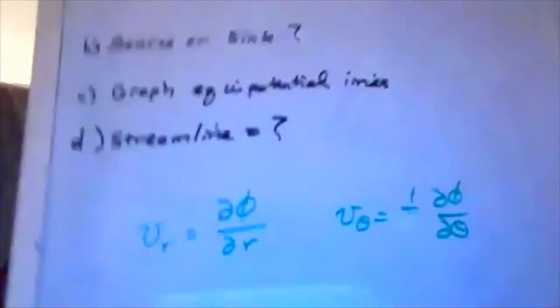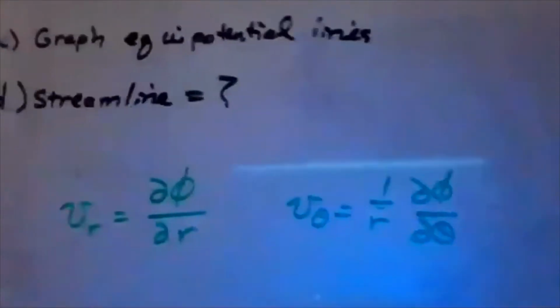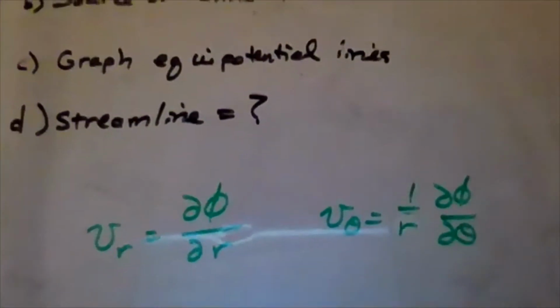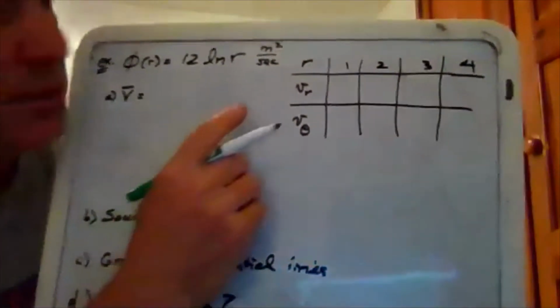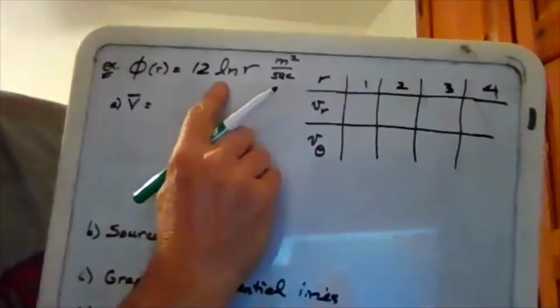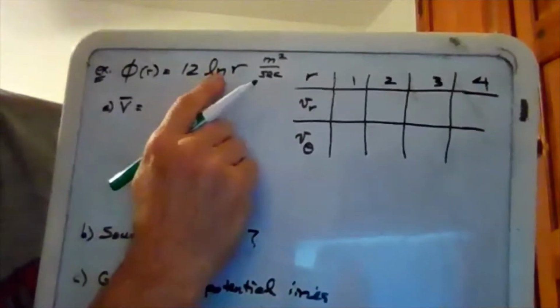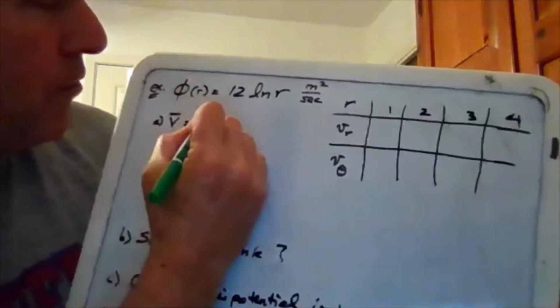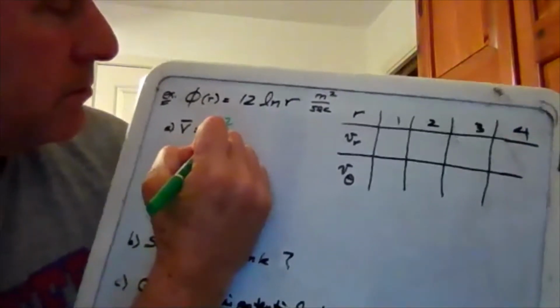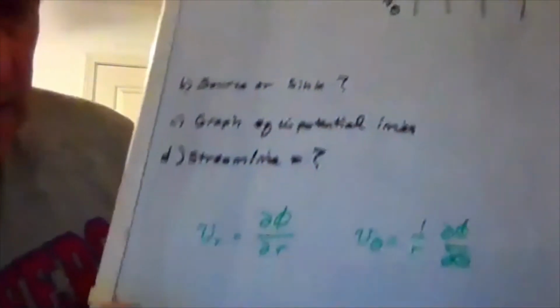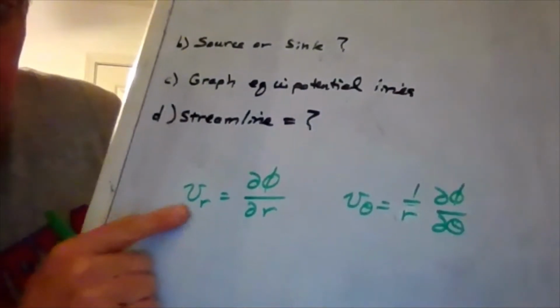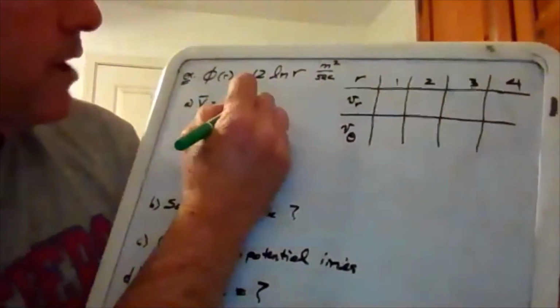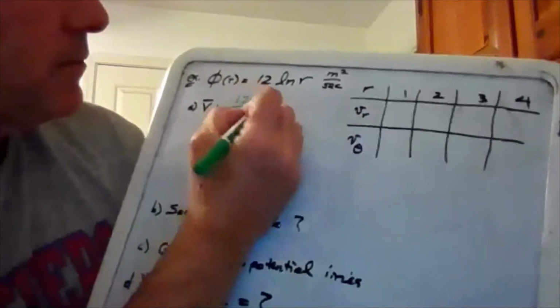All right, so bottom line, you've got these two equations to think about, and we're going to apply them to this stream function right here. The first thing we're going to do is take the derivative of this function with respect to r, and the derivative of ln r is 1 over r. So we're going to have 12 over r, and that is the component of the velocity in the radial direction, so that would be e hat r.